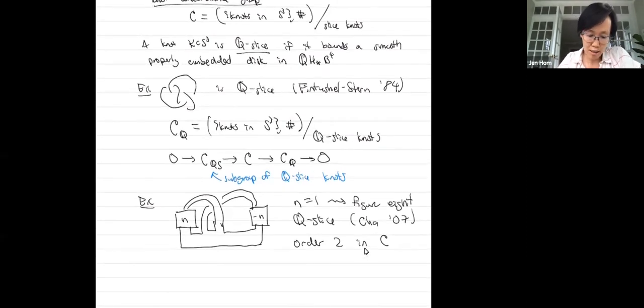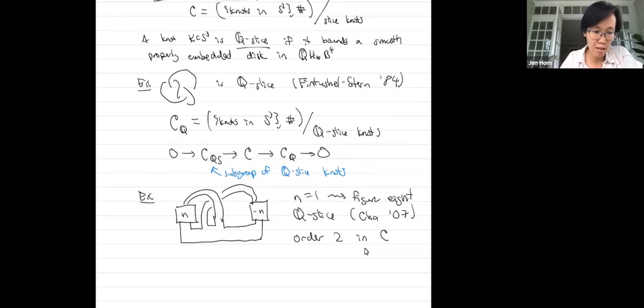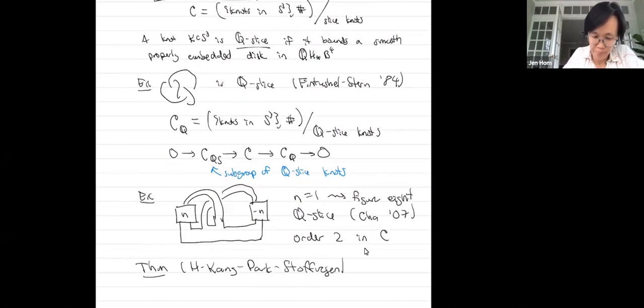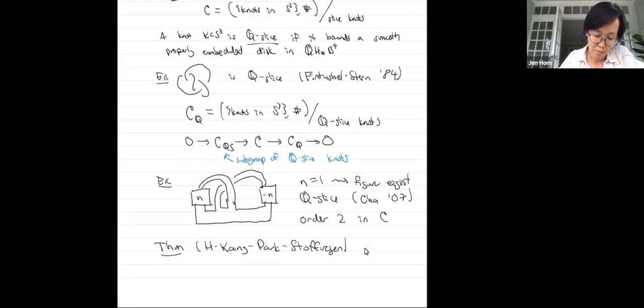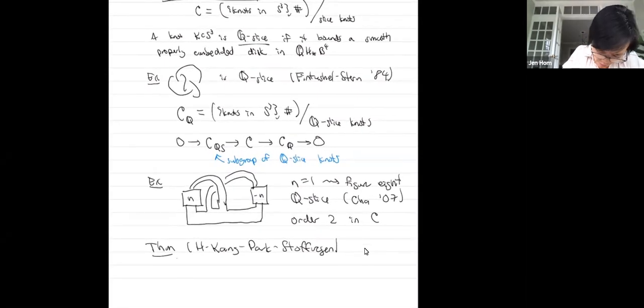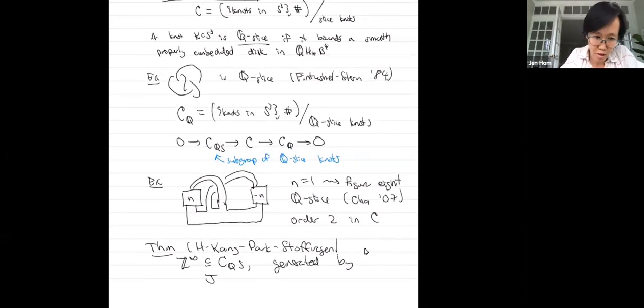Okay, and so today I want to tell you about some more rationally sliced knots. In particular, I want to tell you the following theorem, joint with Kang, Park, and Stoffregen. Which is that there's an infinite rank subgroup in the subgroup of rationally sliced knots. And I can tell you what it's generated by. It's generated by odd cables of the figure 8.